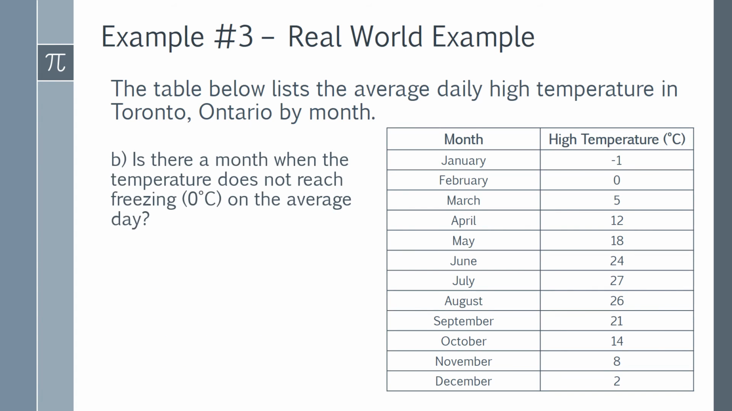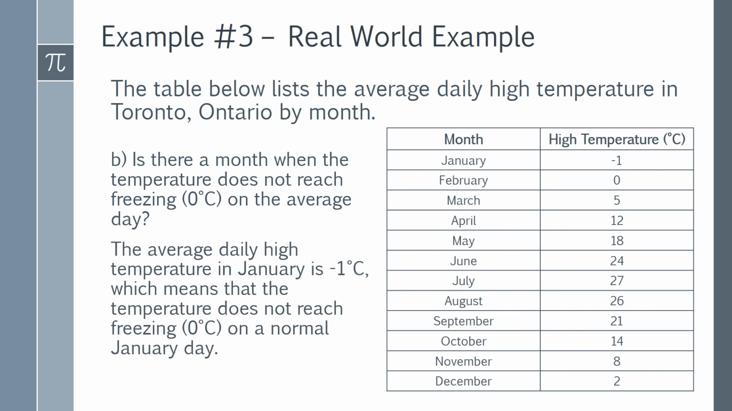For Part B, we need to determine if there is a month when the temperature does not reach freezing, or 0 degrees Celsius, on the average day. Looking at the table on the right, we need to find any months with negative temperature values. In this case, there is only one month. The average daily high temperature in January is negative 1 degree Celsius, which means that the temperature does not reach freezing on a normal January day.